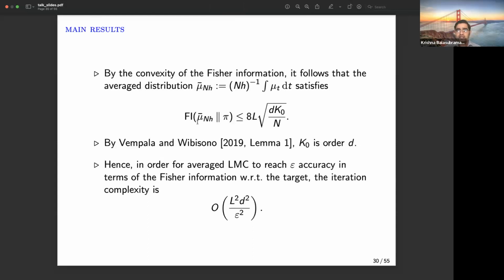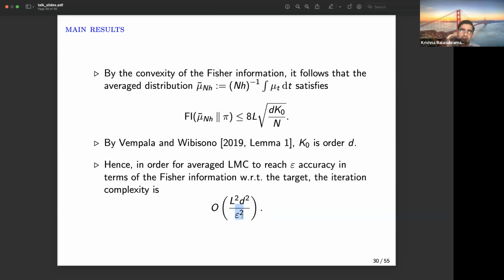What it says is that suppose you want to generate a point whose density, denoted by mu bar, is close to pi, your target. And in terms of Fisher information, you want the distance between these two densities to be less than some given epsilon, right? Then how many iterations should I run the algorithm for? It turns out that you should run the algorithm for L squared D squared over epsilon squared iterations. And epsilon is the user-specified tolerance parameter. That is exactly how we interpret this result.